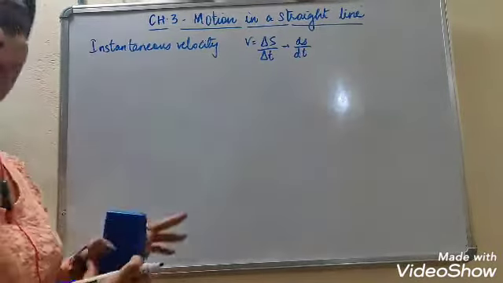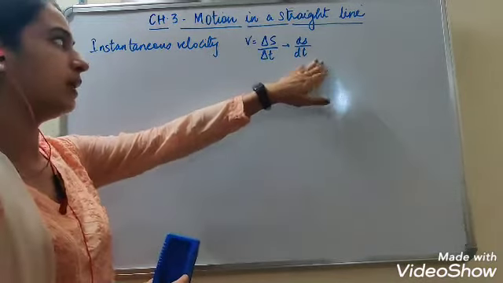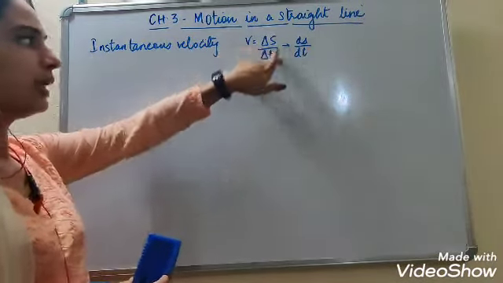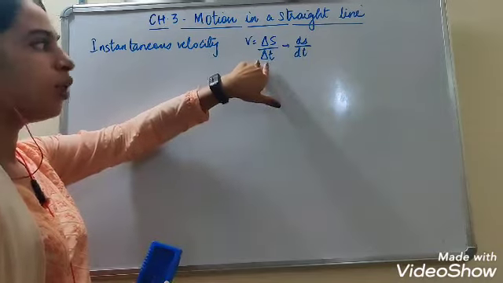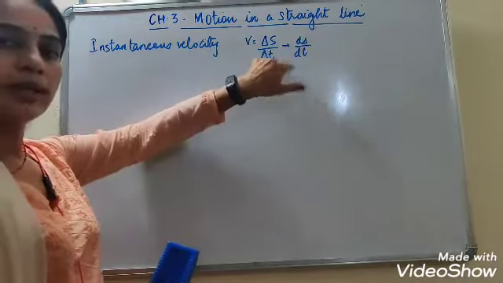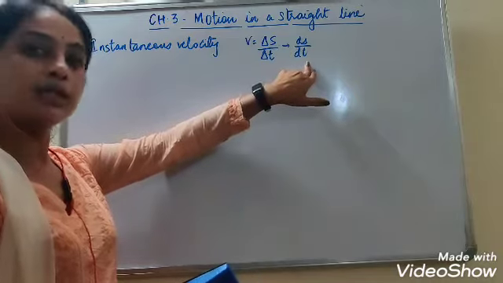So instantaneous velocity can be found by using the formula ds by dt. What is the formula for velocity? Delta s by delta t. When you reduce this time to a very small amount, then delta t will be a small change in time. A very small change in time will be dt.